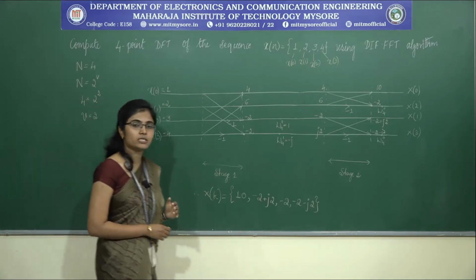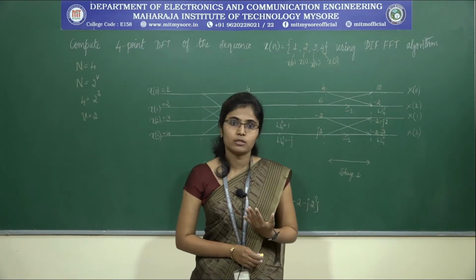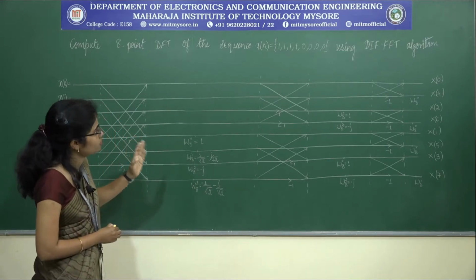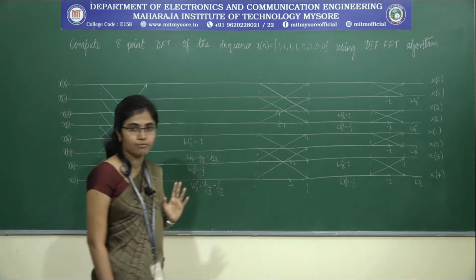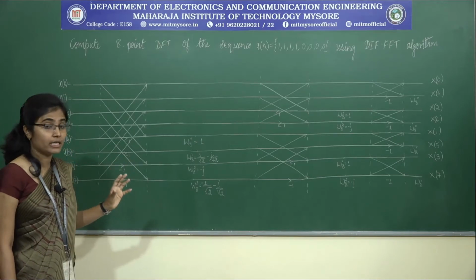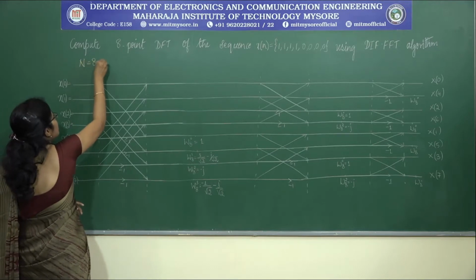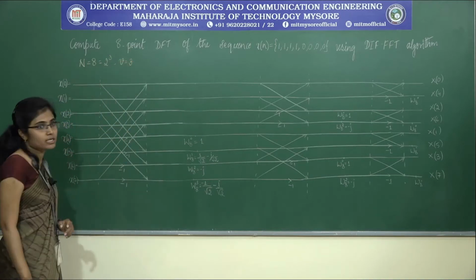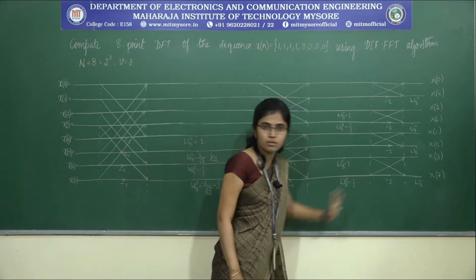Okay. So in the next problem, let us see how to compute the DFT using the DIFFT algorithm for an 8-point DFT. The next problem is to compute the 8-point DFT of the sequence x of n, which is equal to 4 ones followed by 4 zeros, using the DIFFT algorithm. This is the complete structure for the DIFFT algorithm when N is equal to 8. I can express 8 as 2 power 3, where the value of v is equal to 3, which tells that it should have 3 stages. This is the first stage, this is the second stage, and this is the third stage.